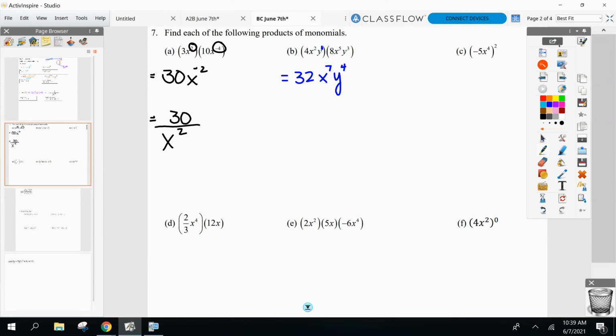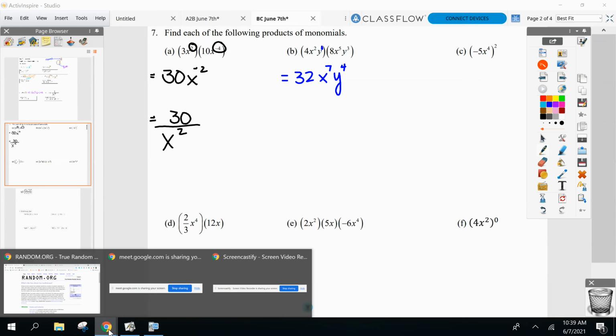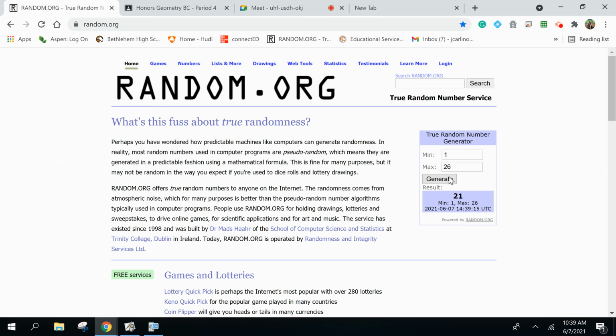Anybody want to ask questions before we move on? All right, take a look. I got an exponent raised to another one. So I'm going to do a little distributive property here. It's not distributive, but it looks like it.